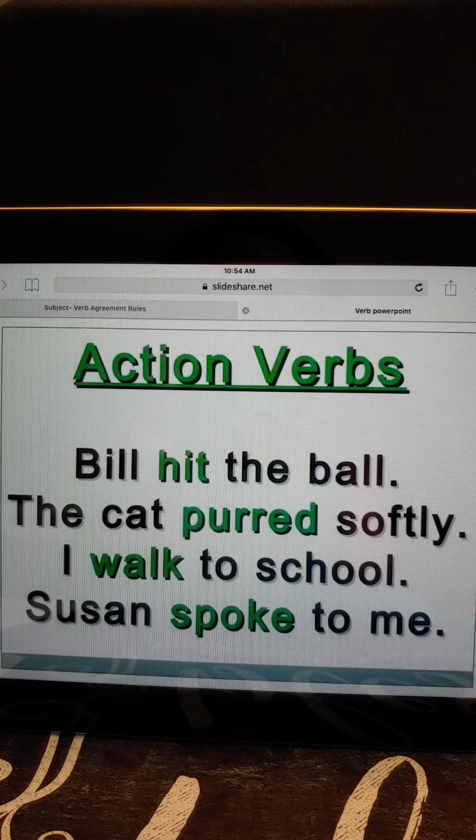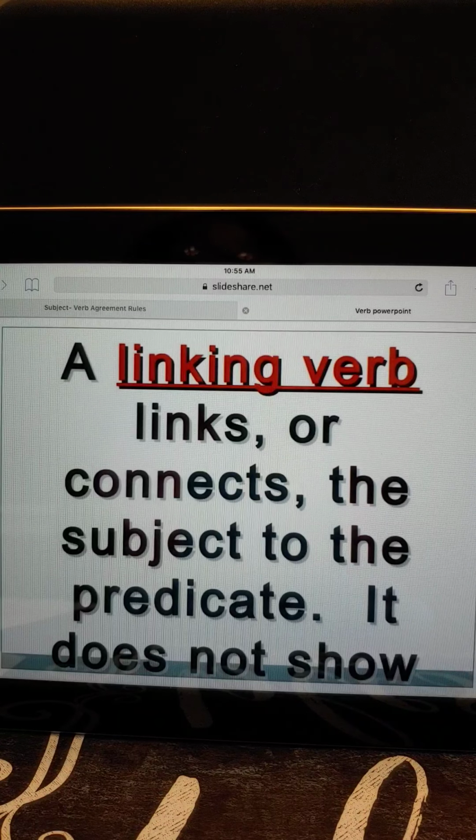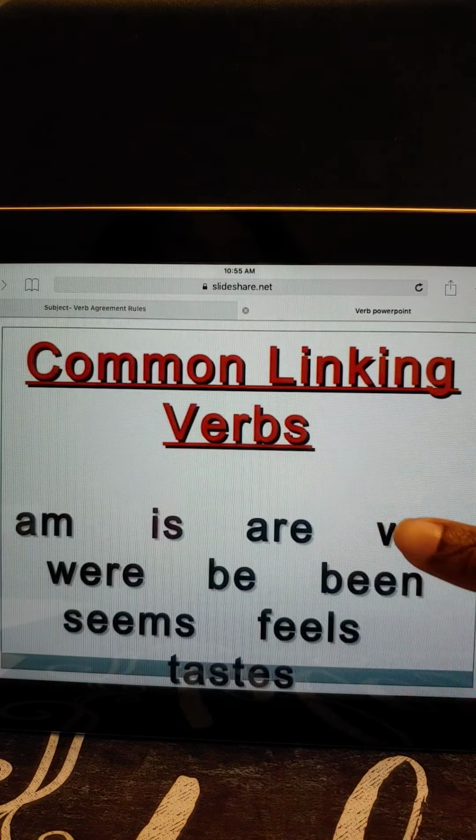A cat purred softly. This is something that the cat actually does. I walk to school. Walking is an action because you actually can walk. Susan spoke to me. When someone talks to you, they speak to you. They spoke to you. All right. We're not going to really talk about our linking verbs.